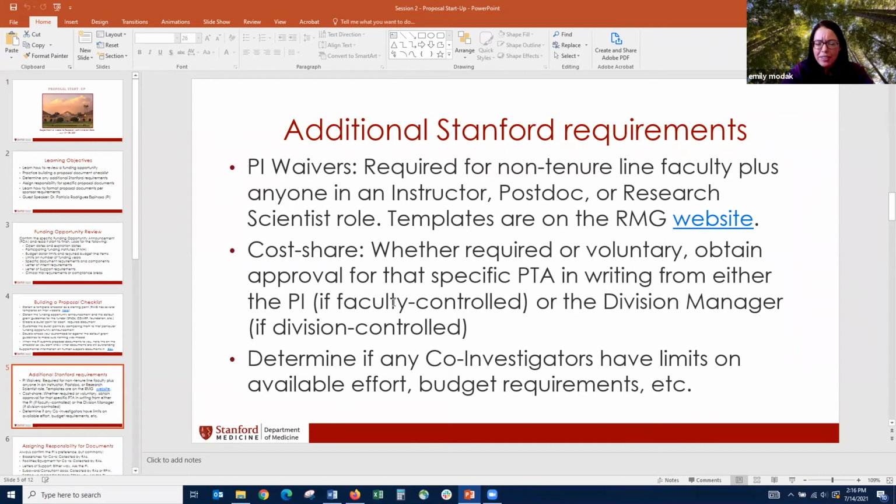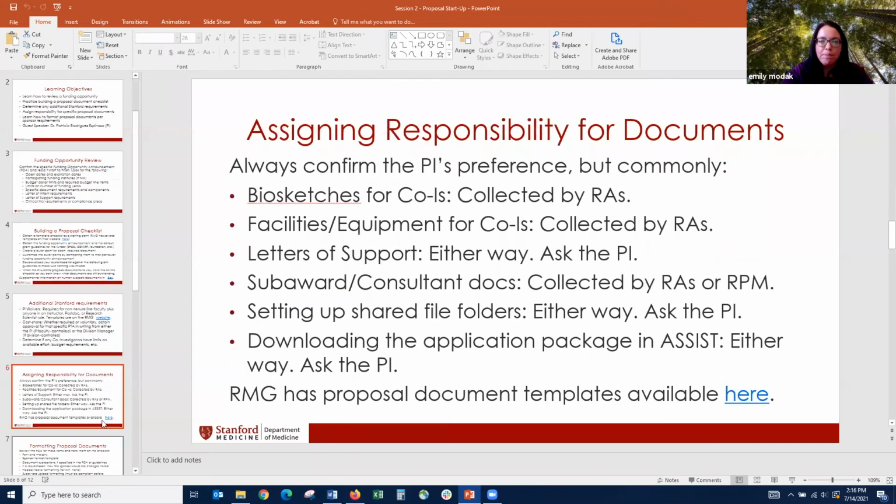And then the final thing I would note is, just to determine if any of the co-investigators have limits on their available effort. The PI may say, I want this person on for 20%, but if the person only has 5% to give, then it's good to know that for the budget so that you have those flexibilities elsewhere. And the same thing if they have budget requirements, if they are actually having a postdoc work on it and may need supplies, they may need to say to your PI, I need $80,000 per year on your R01 in order to do my piece of the work. So those things are good to know up front.